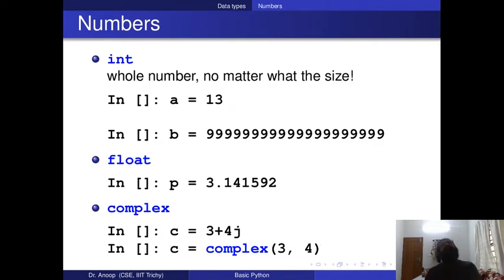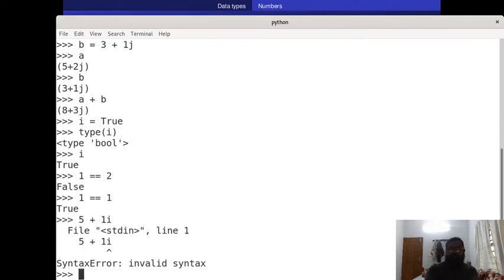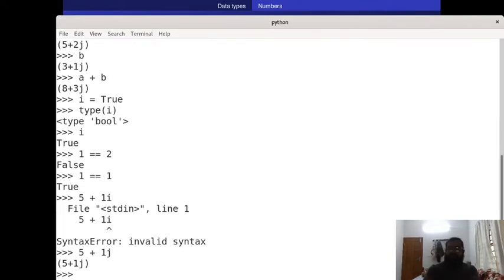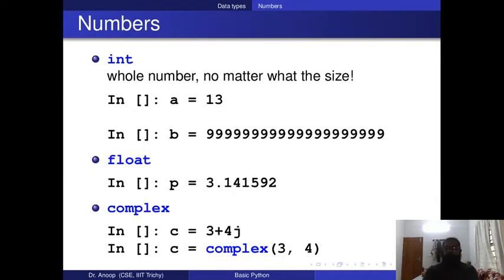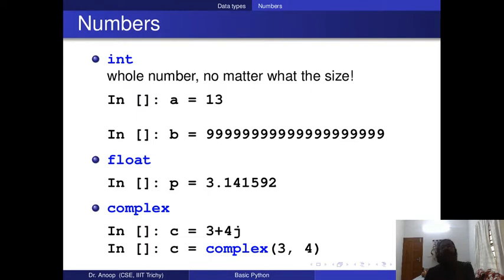That is because in electrical engineering, this I is used for current, and the notation is used in some other branches too. So as to avoid confusion, this I is not used. If you use I, it will not work. I'll write 5 plus 1I, and it says invalid syntax. If I write 5 plus 1J, it works. So just read up about that. It is because in electrical engineering this I symbol is used for some other purpose, and that is more common, so as to avoid confusion, this is not done.